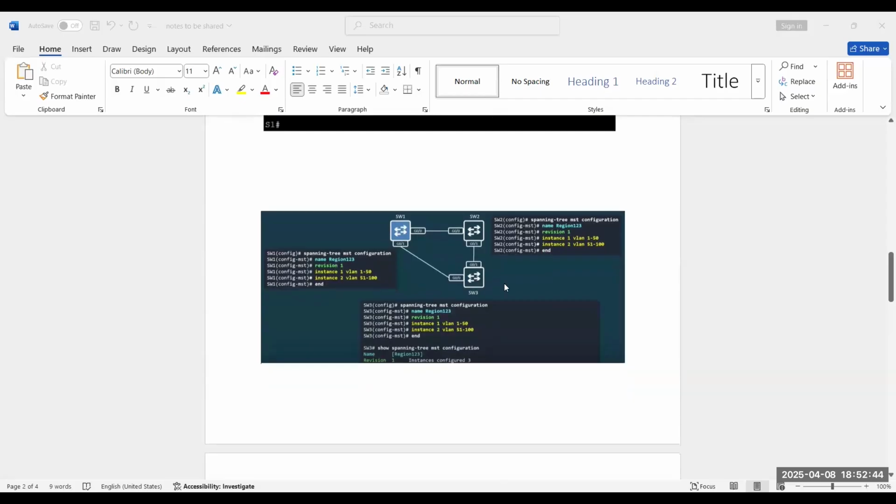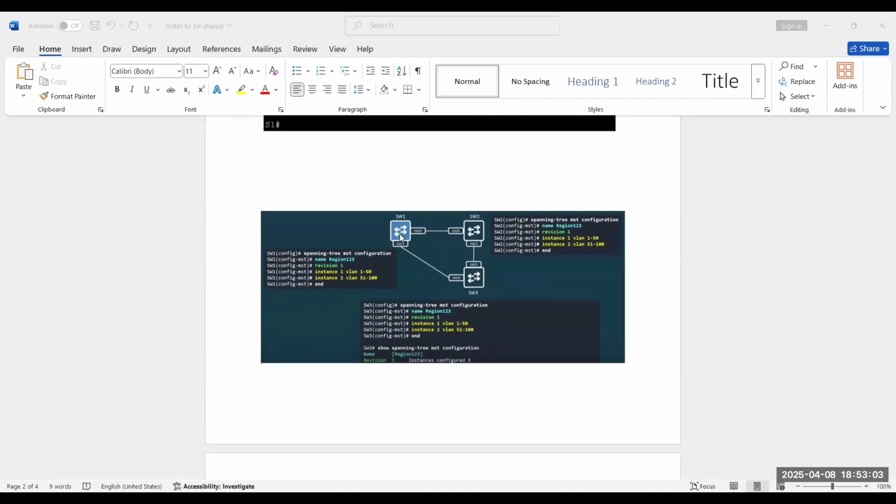Go through MST. The concept in MST is a little difficult to remember and understand. So in this diagram, hope you're able to see it, we have 3 switches. Out of the 3 switches, one has been highlighted in blue, that has been elected as the root bridge, and the other 2 are non-root bridges.